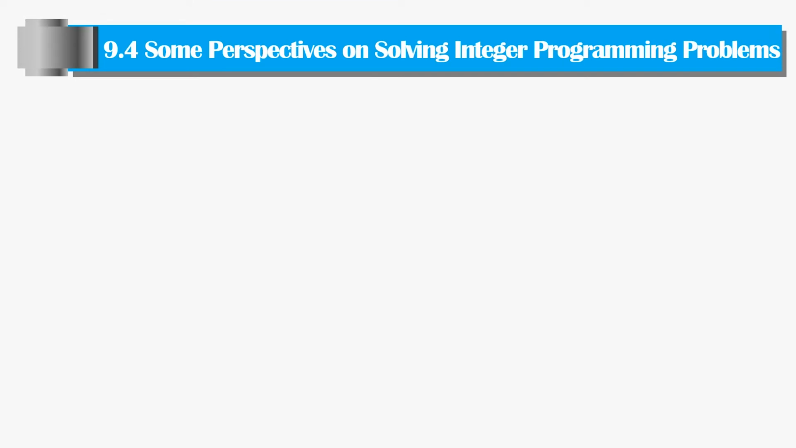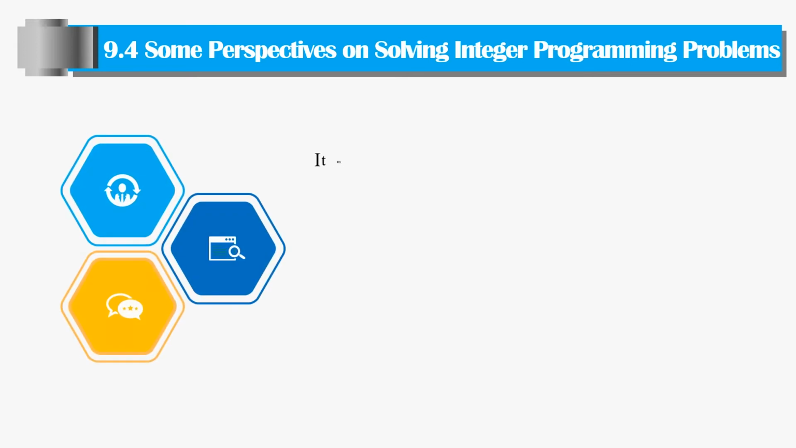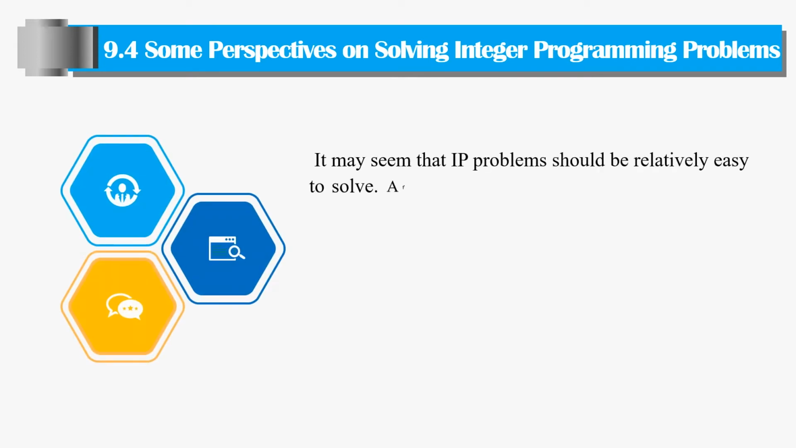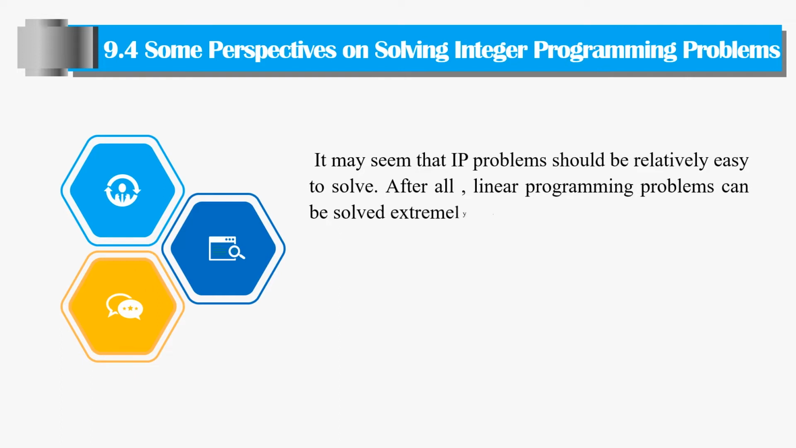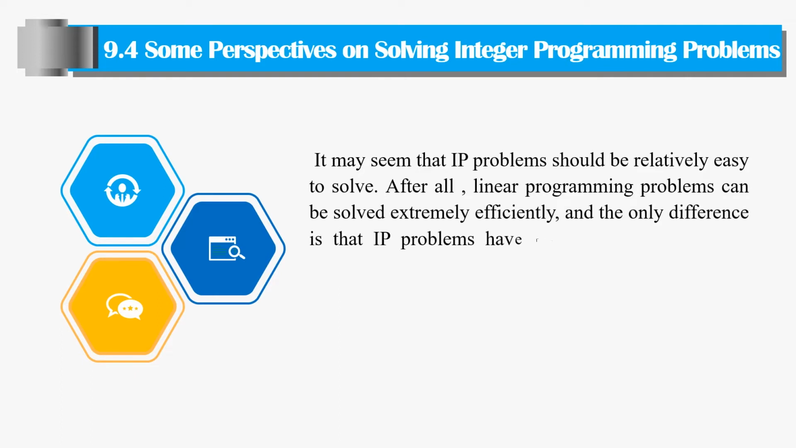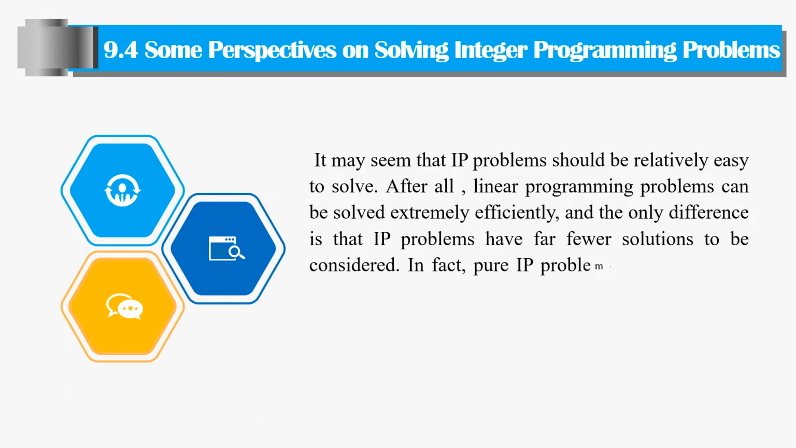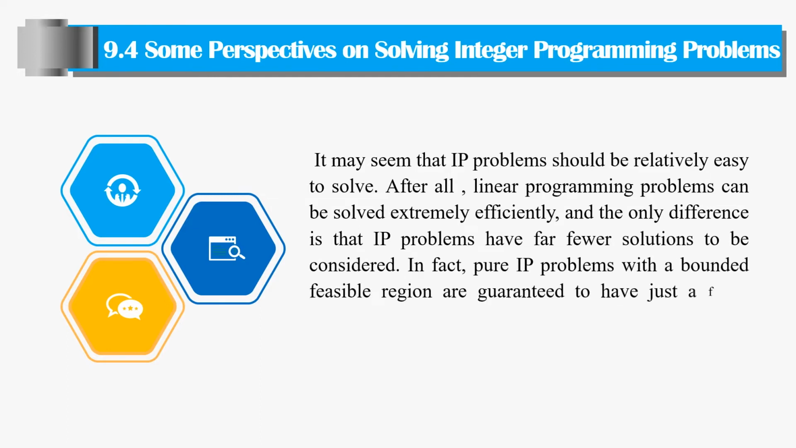Section 4, some perspectives on solving integer programs. It may seem that IP programs should be relatively easy to solve. After all, linear programs can be solved extremely efficiently, and the only difference is that IP programs have far fewer solutions to be considered. In fact, pure IP programs with a bounded feasible range are guaranteed to have just a finite number of feasible solutions.